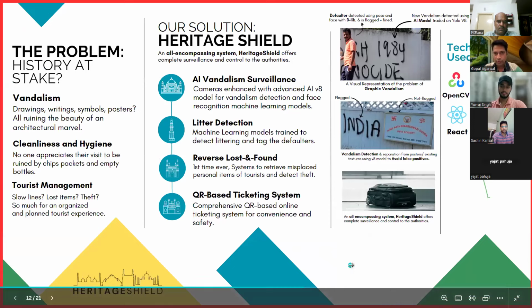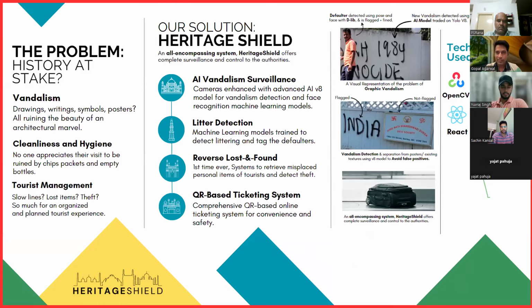So first of all, I think we should discuss what are the problems. Why are you making a solution? Right? So as you can see, if I'm a mentor or I'm judging this PPT, I just look at it and see what the problem is. Okay, history at stake. I understand that they are talking about how history can be at stake. Just by reading the bold words: vandalism, cleanliness and hygiene, and tourist management, I understand the problems that are there. And if I want to dig deeper, there are definitely more pointers under that.